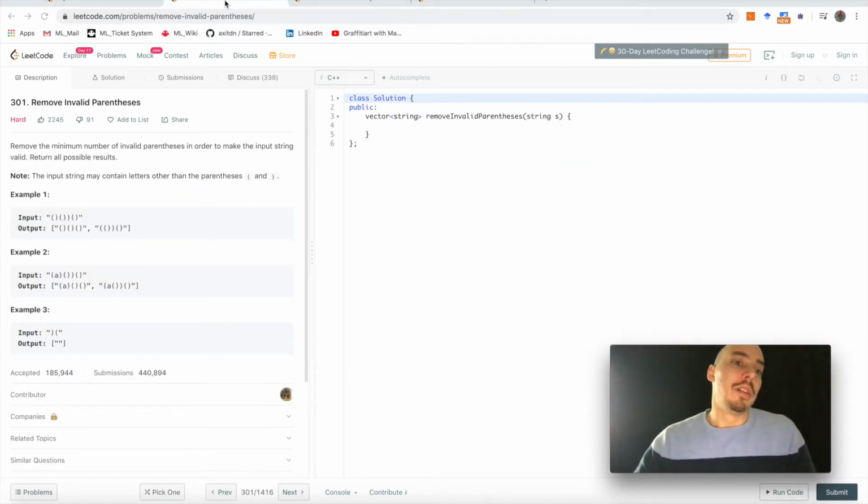301. Remove invalid parentheses, flagged as hard. Remove the minimum number of invalid parentheses in order to make the input string valid. Return all possible results. And the note: the input string may contain letters other than the open and close parentheses. Example 1, input: open, close, open, close, close, open, close. So then the output would be open, close, open, close, open, close, and open, open, close, close, open, close.